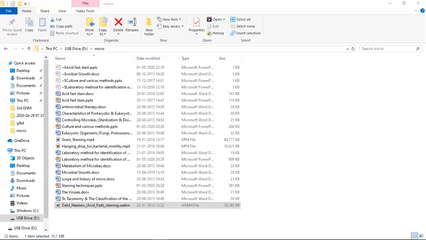Then wash it with water completely. Wash the slide well with running water. You can see that the slide color has to be completely removed, so we wash until then.